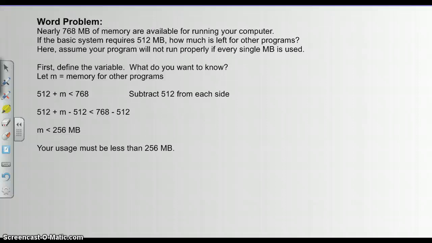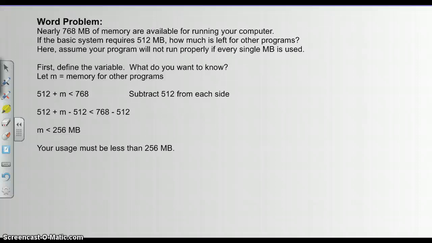So first we always define our variable for the word problem. What do you want to know in this problem? You want to know how much is left for other programs. So we're going to let M equal the memory for the other programs. Now your basic system requires 512. So 512 plus the M, the memory for the other programs, must be less than 768.